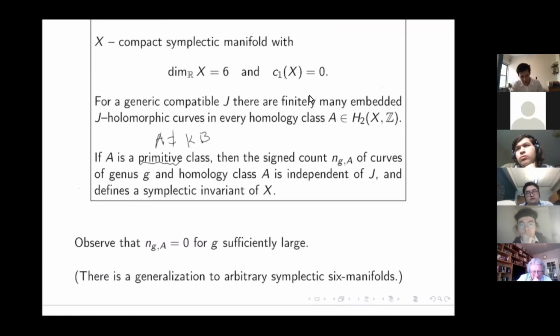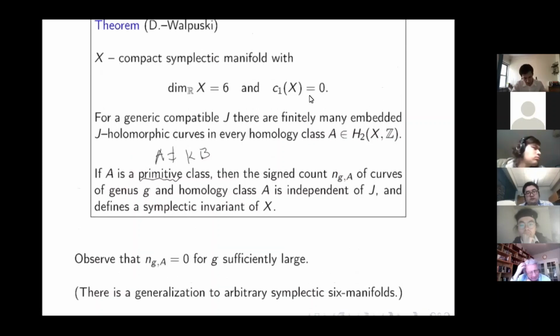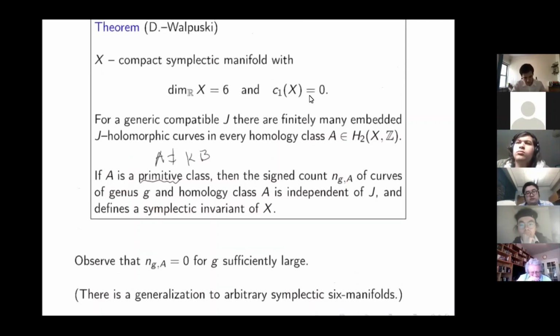Of course, the statement here that A is primitive is a very restrictive condition, and later I will talk about some ideas of what to do when A is not a primitive class. That's a more interesting case. The proof of this theorem is inspired by Taubes' work on symplectic four-manifolds and uses some new results from geometric measure theory.